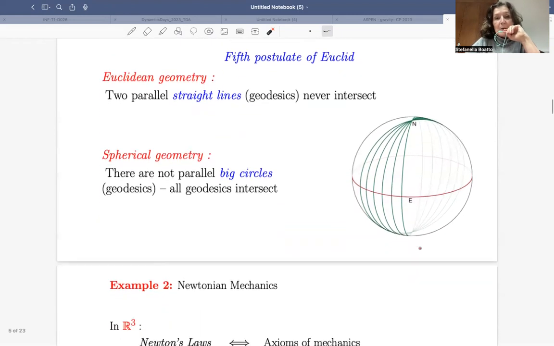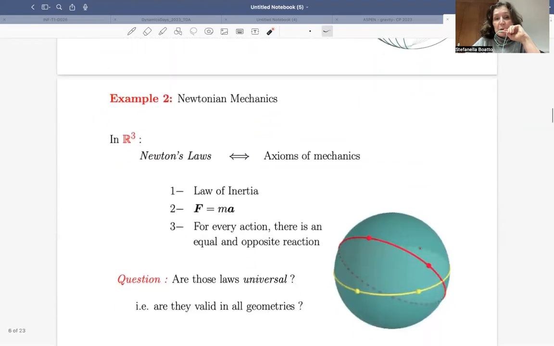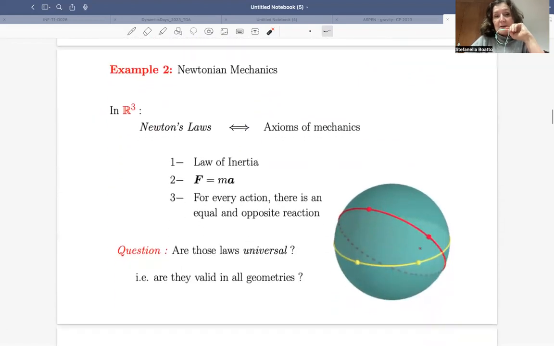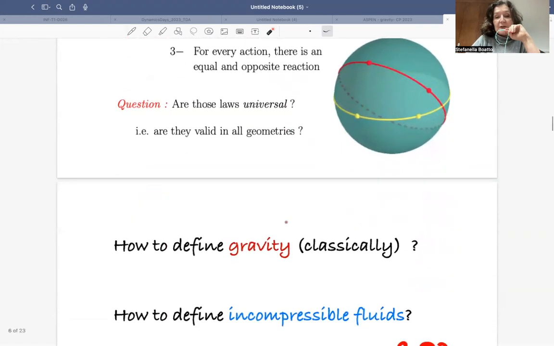Now, we have another example of axiomatic theory, that is the Newtonian laws of mechanics. We have the first, the second, and the third. Those are axioms of mechanics. They were eventually tested by experiment. And then one can ask if actually these axioms, which are of our Euclidean world, are universal and valid in all geometries. So now we come to gravity.